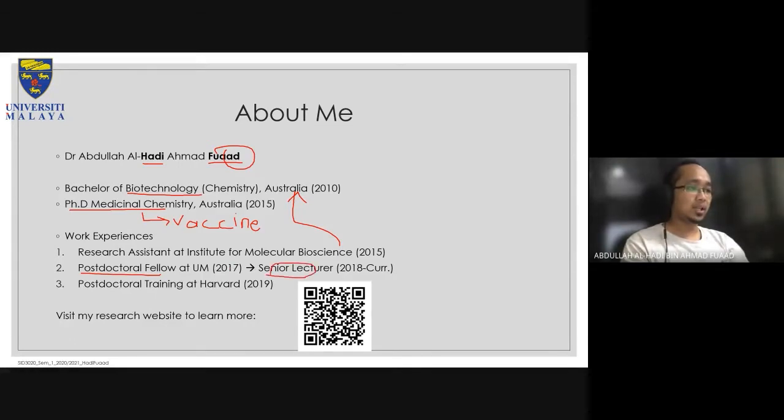Then I managed to get a post as a senior lecturer in the chemistry department. That's when I started working in UM, in 2018. While working, I had the opportunity to go to Harvard and do a little bit more training. I have a research website, so if you just use your phone to scan the QR code, you will see this website. I'm still building it, but it has a lot of information about my research, my background, and all the lectures that I'm giving. Normally, if I record it, I'll put it there for anyone to see.